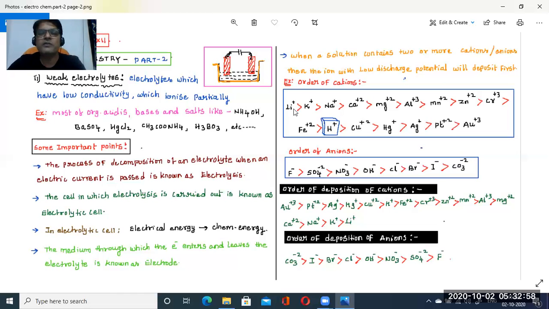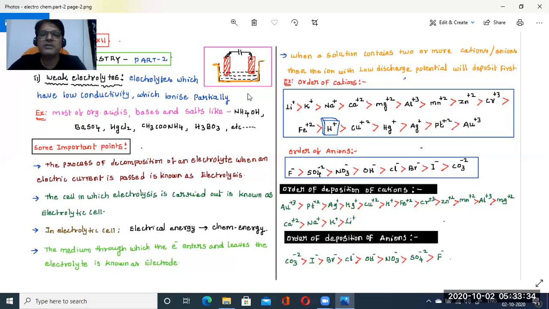So first, remember this order: when two or more cations or anions are there, which is going to be deposited first? See, the ion having the low discharge potential can be deposited first. Now lithium is there, sodium is there, lithium has the lower discharge potential, so that is why it can be deposited first. We should compulsorily remember that order. How can we remember it? I will tell you in the next level.